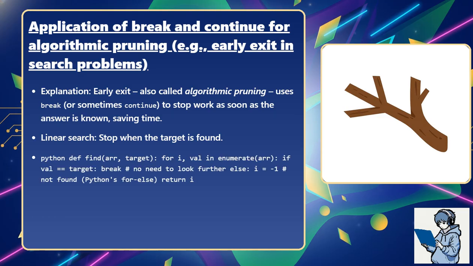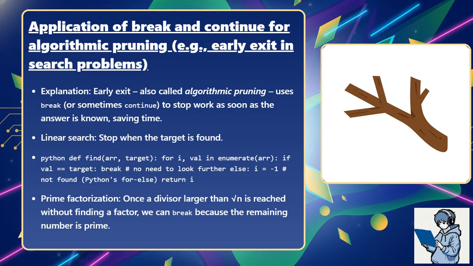Define function find with parameters array and target. Loop over index i and value val in the enumeration of the array. If the value equals the target, then break. After the loop, set i to -1. Finally, return i.